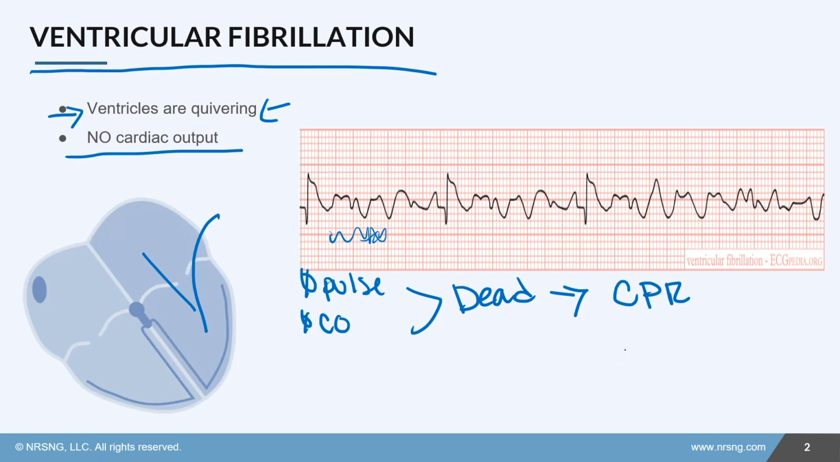This rhythm is very common in patients who are having a heart attack or have severe coronary artery disease. And again, if left untreated, after a while, you'll just see asystole. So let's talk about the characteristics of VFib.